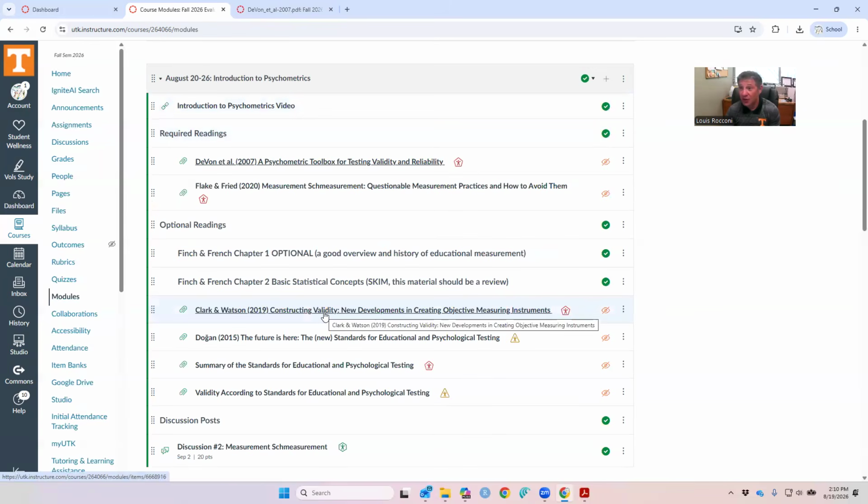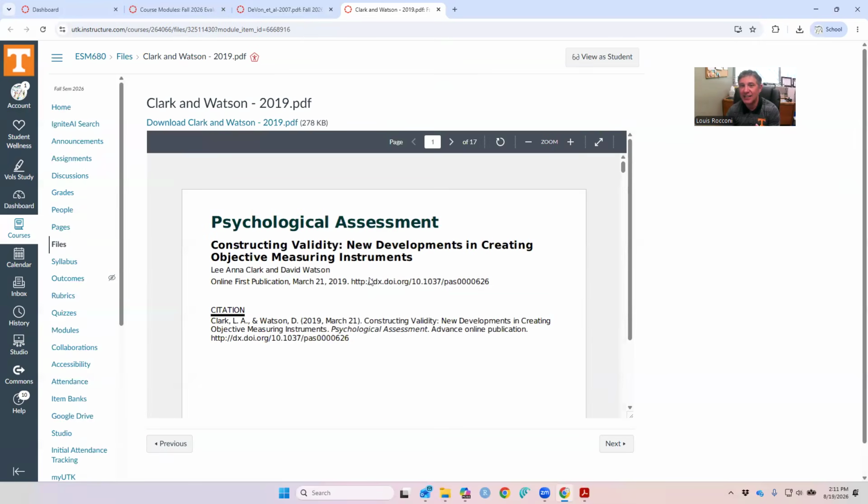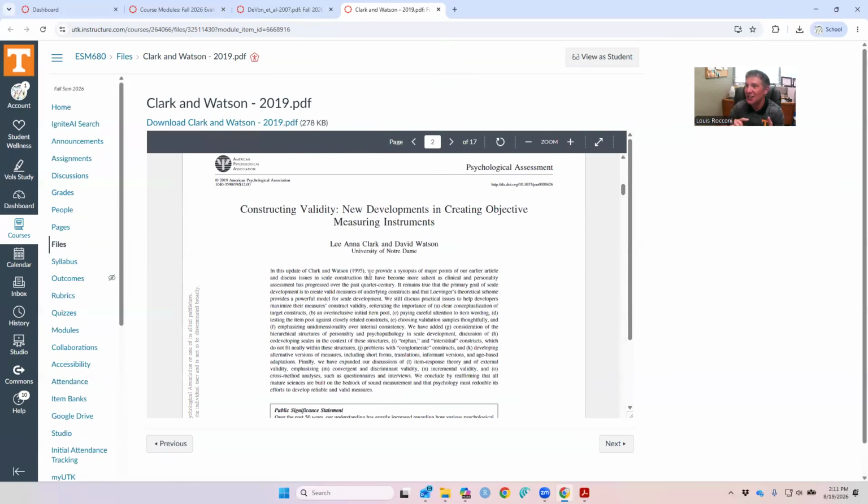For a more thorough discussion, I'd probably recommend this Clark and Watson article here. They really stress in here too, which I really like, this idea that validity isn't a checkbox. Like, okay, we ran this confirmatory factor analysis, the fit is good, check, our measure is valid. Validation work is an ongoing process, and we're going to really stress that too.